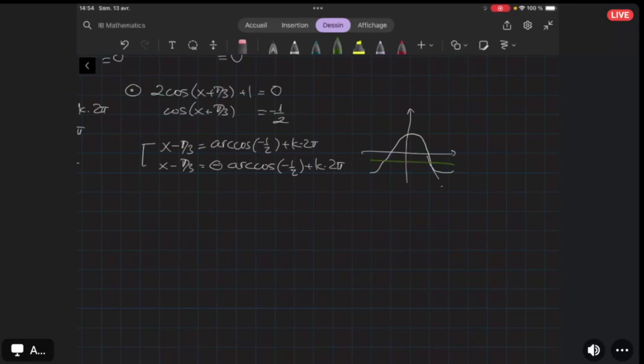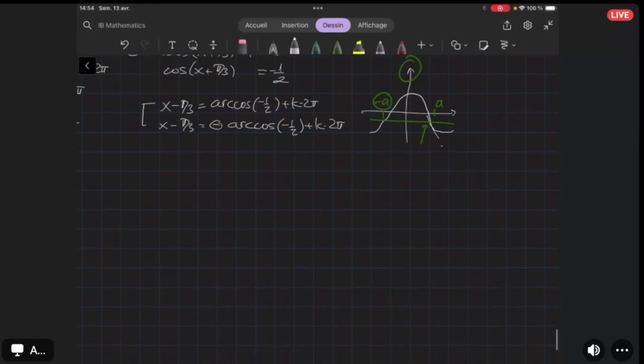You know we're going to have 2 solutions. Because of a line of symmetry over here, if this is a solution, then this is also a solution. If A is a solution, then negative A is also a solution. So we have 2, that's why we have arc cos of negative a half and negative arc cos of negative a half. Arc cos of negative a half, that is 2 pi over 3.